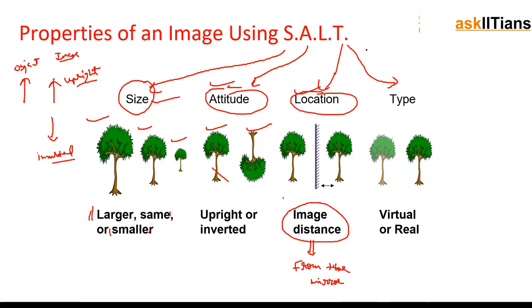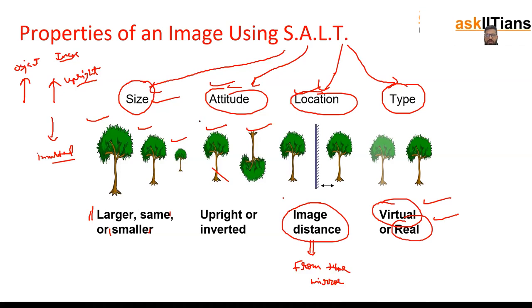So the fourth thing is known as the type of image. The type of image is of two types. I already told you, virtual or real. We will go into depth in the next lecture, the next coming topic, on what virtual and real images are. But for now, an image can be of two types, virtual or real.